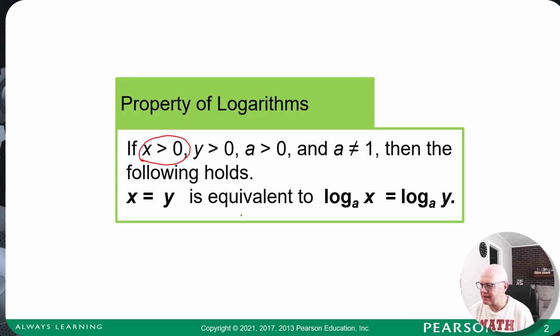Now what this says is, if you have two positive numbers that are the same, then their logarithms to the same base will be the same. And vice versa. If you have two logarithms that are the same, then the arguments must have been the same. So this can be pretty handy.